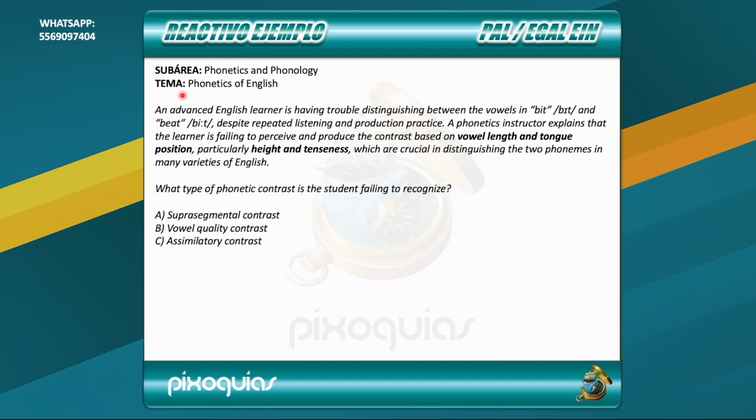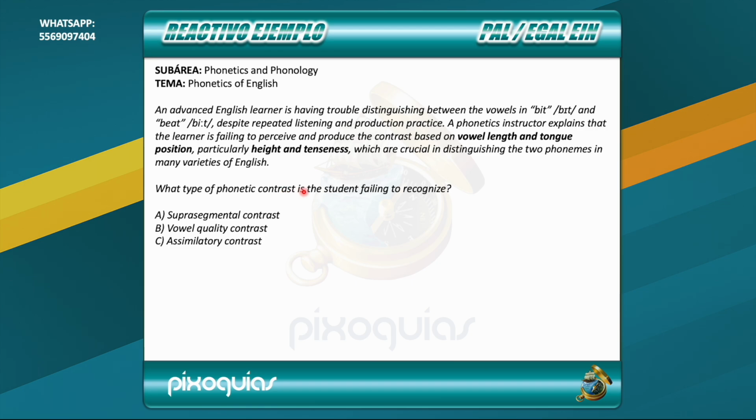This exercise is from the sub-area Phonetics and Phonology with the topic Phonetics of English. An advanced English learner is having trouble distinguishing between the vowels in bit and beat, despite repeated listening and production practice. A phonetics instructor explains that the learner is failing to perceive and produce the contrast based on vowel length and tongue position, particularly height and tenseness, which are crucial in distinguishing the two phonemes in many varieties of English.